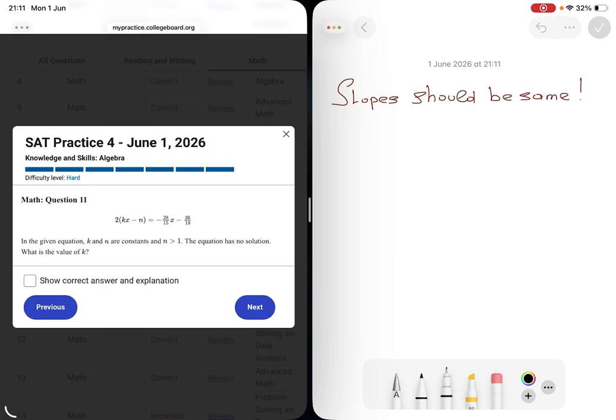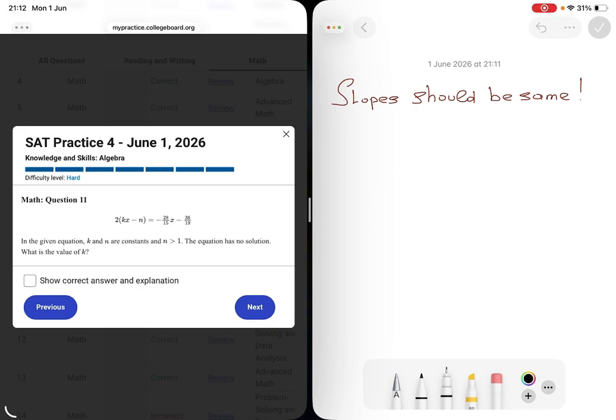How are you doing? In this video, we will try to solve some hard SAT math questions which are taken from Bluebook practice tests. So, the first question that we should see would be this one, which is: in the given equation, k and n are constants and n is greater than 1. The equation has no solution. What is the value of k?